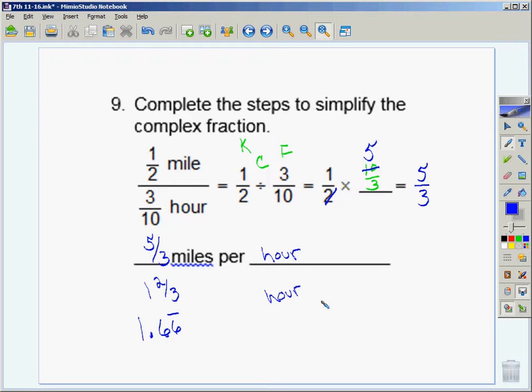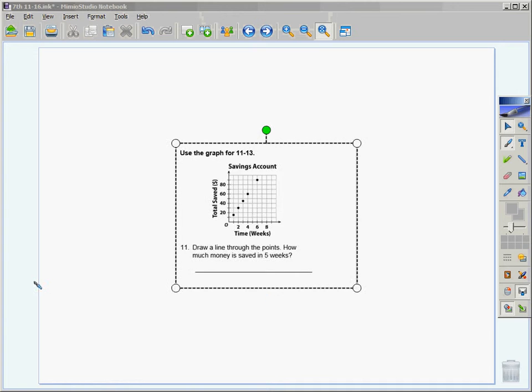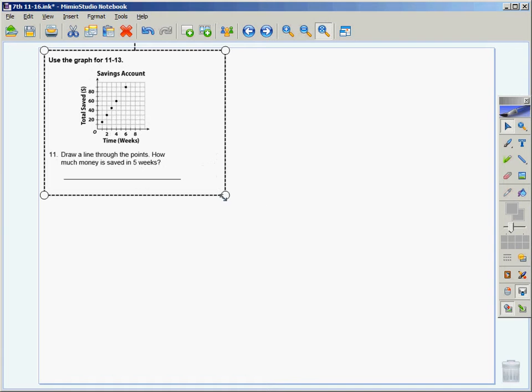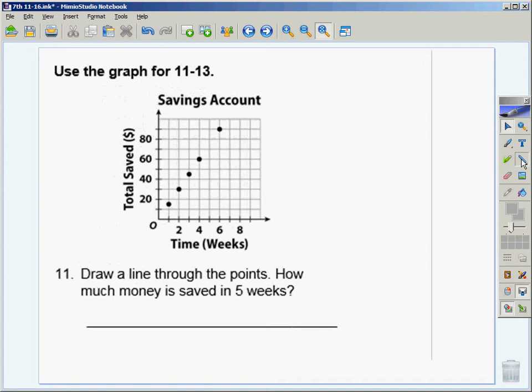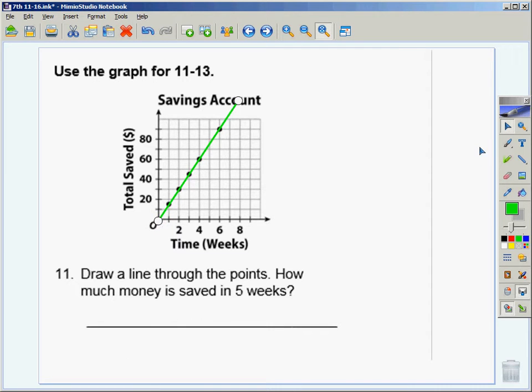Did I hear number 11 from somebody? First thing it said to do was draw a line through the points. And then it asked, what would have happened if we were at 5 weeks?